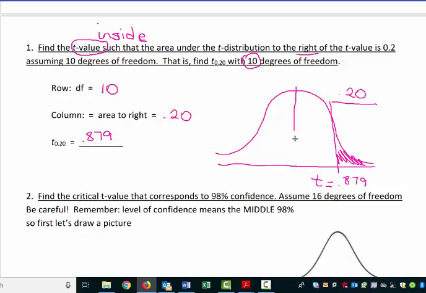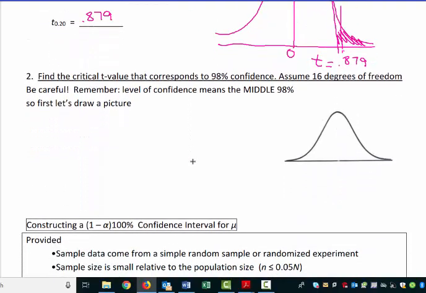Okay, so all that means is it still sets up exactly. This would be just inside the first standard deviation, just like on a Z chart. So that's it. All right, now let's go to the next problem.